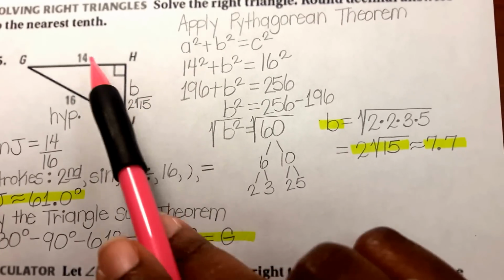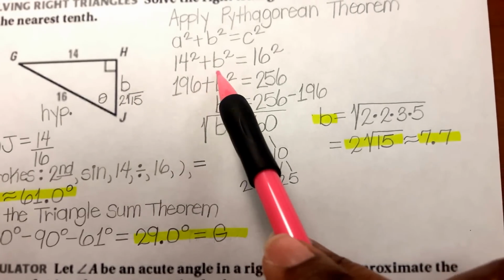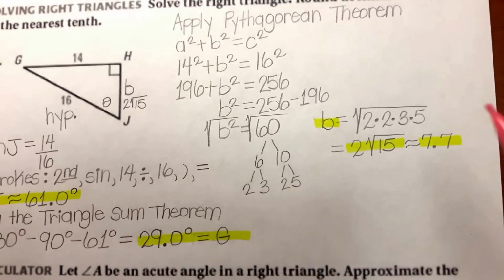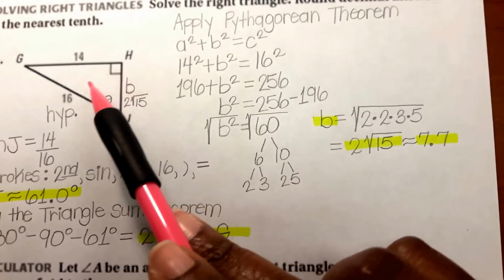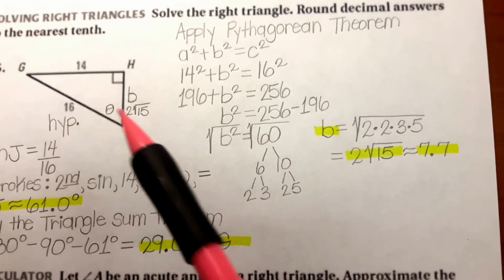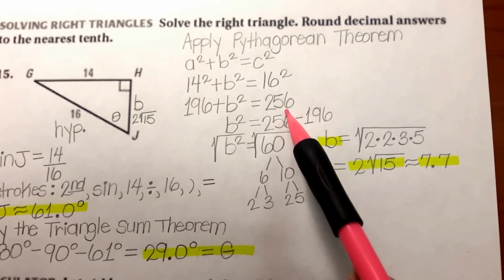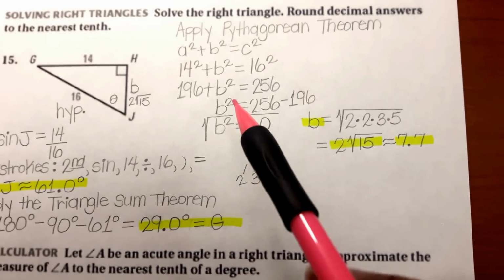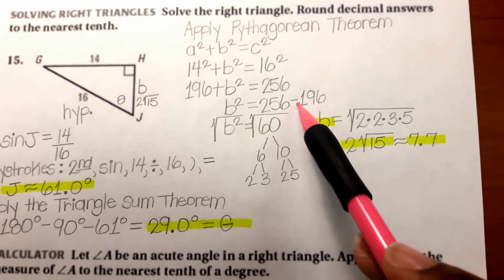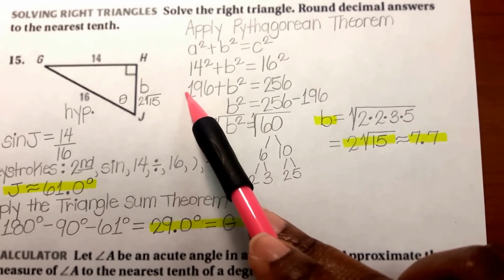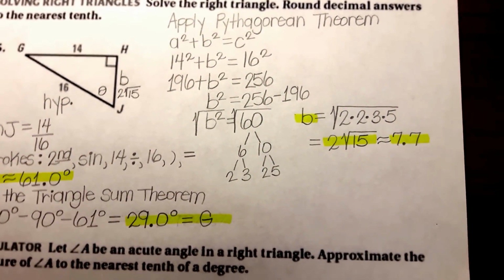If you look at my legs, I have 14 squared is 1 leg. I don't know the second leg, so I'm going to say plus b squared equal my hypotenuse, which is 16 squared. I know this is my hypotenuse because it's opposite of the 90-degree angle. That's how I know that's the hypotenuse. 14 times 14 is 196. 16 times 16 is 256. Solving for b squared, I'm going to say b squared equal 256. And then when I move the positive 196 to the right, it becomes negative 196.